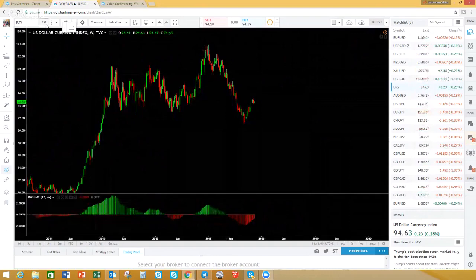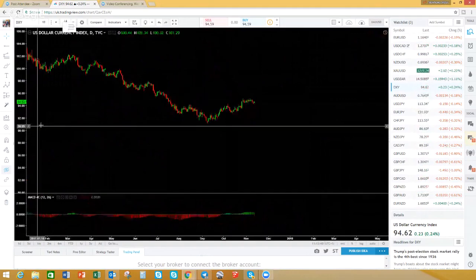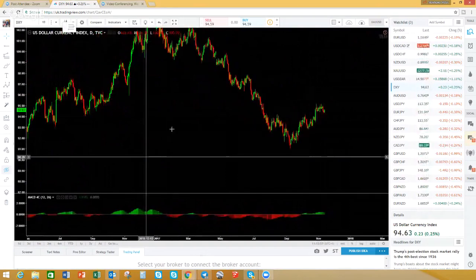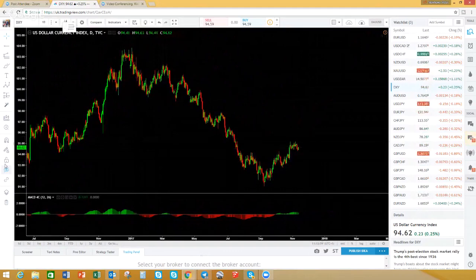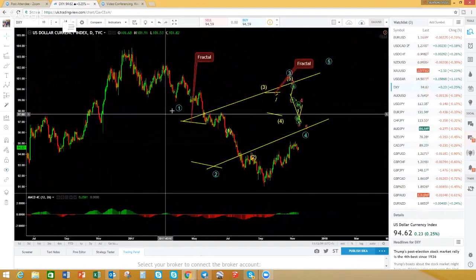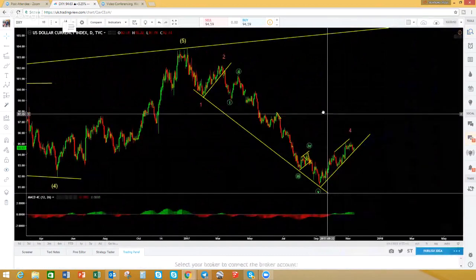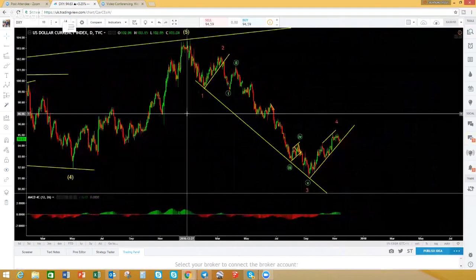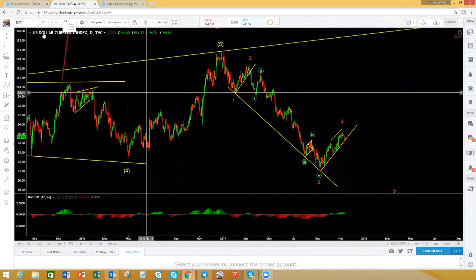So I'm going to go to the daily. So just downgrade the time frame here. Downgrading the time frame is nothing but zooming in and just getting more candles to see clearly what is going on. So here's the labeling that I've got on there. Remember that wave 5, I had drawn it with a different color, but here I'm just showing it exactly how I've labeled it.